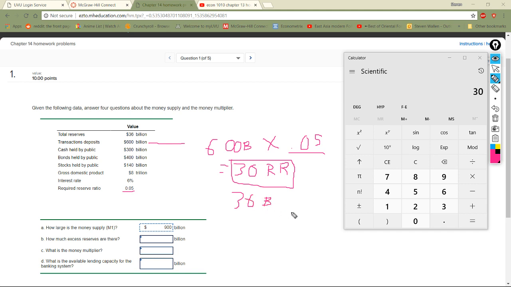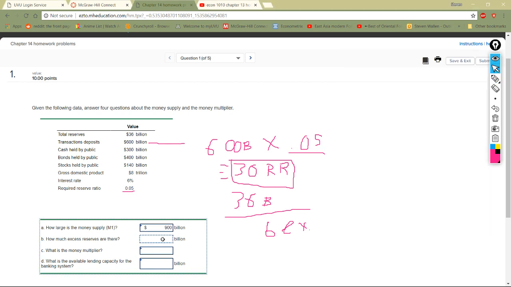How much do they have to work with? 6 billion, right? You just take 30 and you minus that 30 away from the 36 billion down here. So 6 billion is excess reserves. This is stuff they can do stuff with. That's their excess. How much excess reserves are there? Let's go ahead and put that in. There's 6 billion excess reserves right now.